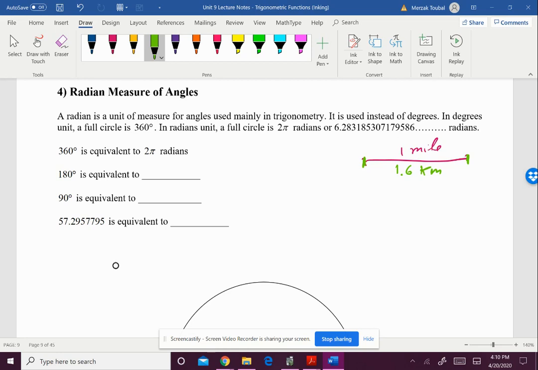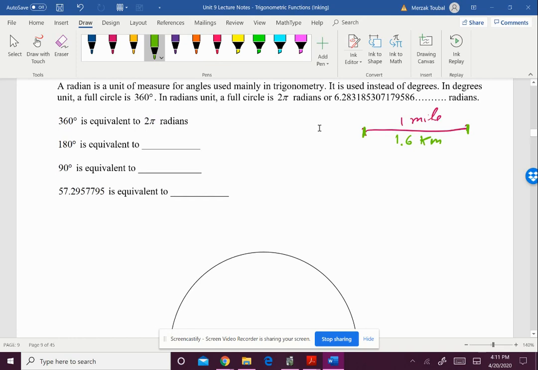So same idea with radian measure. For each 1 radian, it is 57.295 and so on degrees. And so it means the same angle in degrees will be 57 point, let's say if we round to 1 decimal place, 57.3, and in radians will be 1 radian.